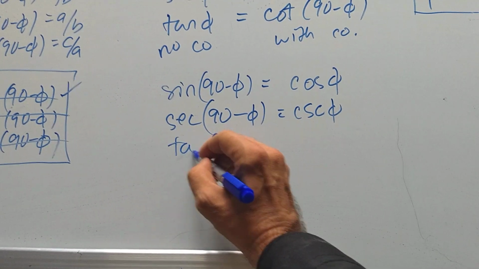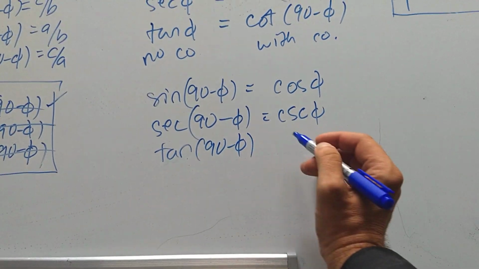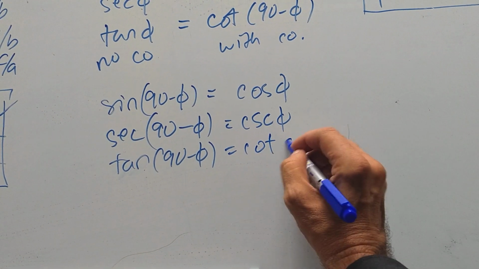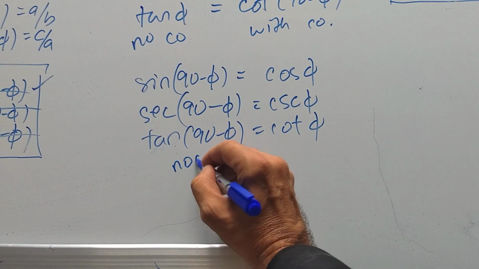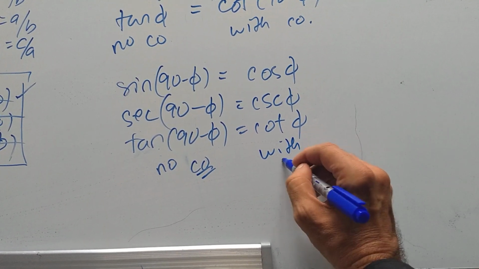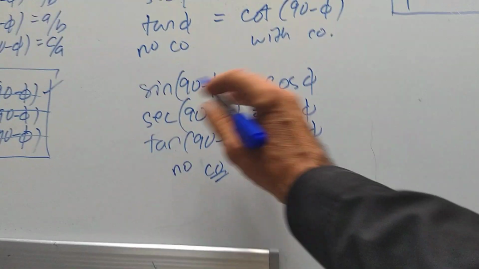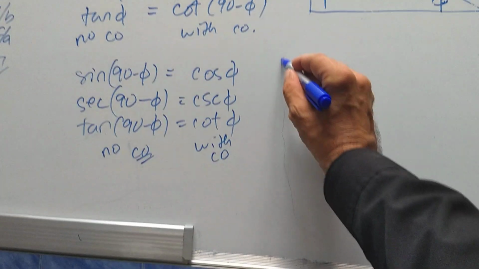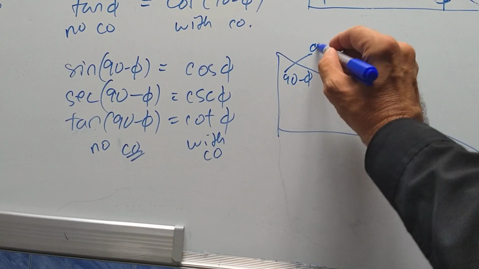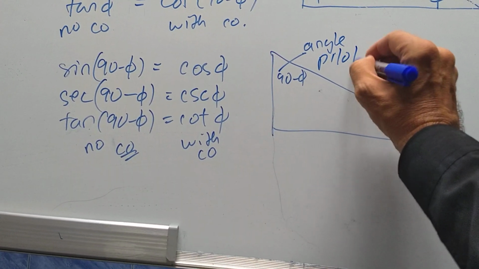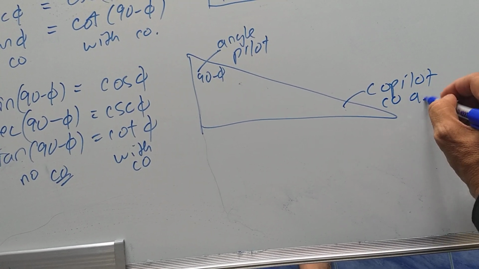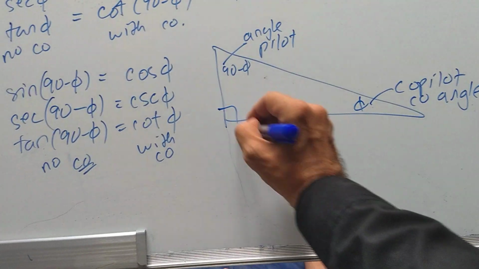And then finally, tan 90 minus phi. Where do I have this? I have this here. Cross that out. That's cotan phi. Okay, again, I have no co here, and here with co-prefix. Everything has co-prefix, but now my two angles are reversed. So let's look at the meaning of this. Now this here, 90 minus phi, this is my angle, my pilot. And this is my co-pilot, my co-angle. And all my co-functions will be equal.